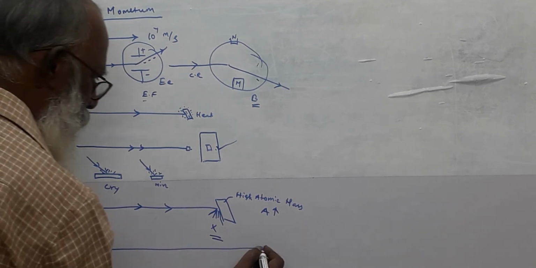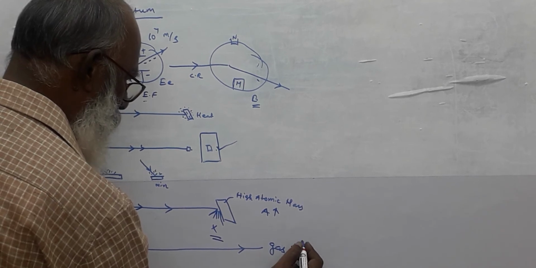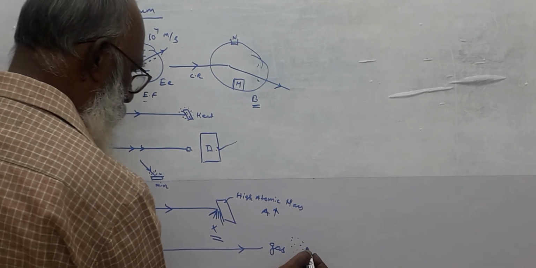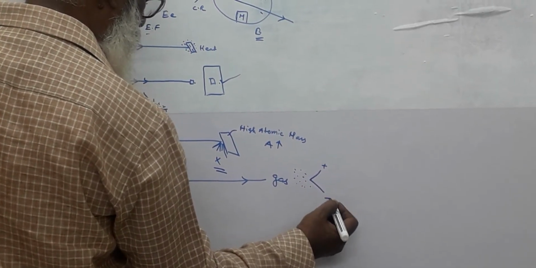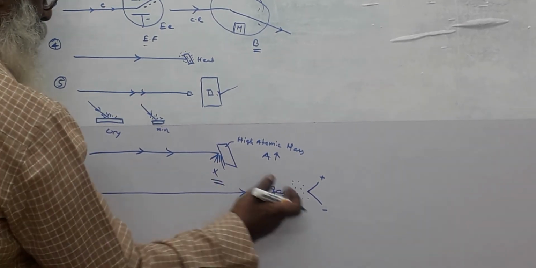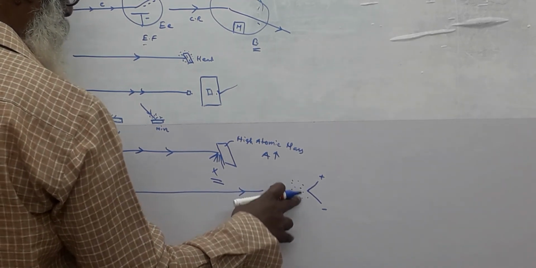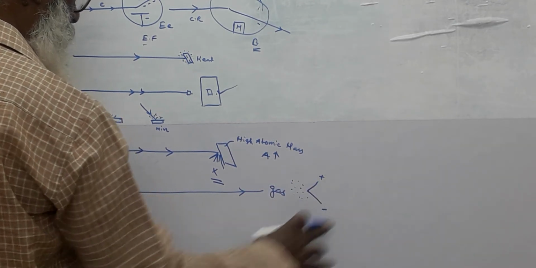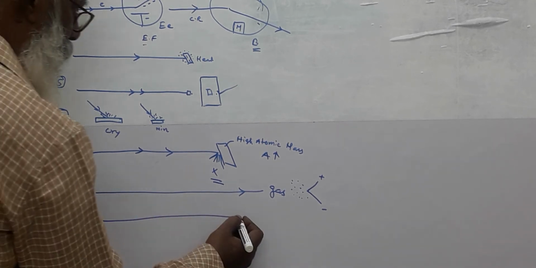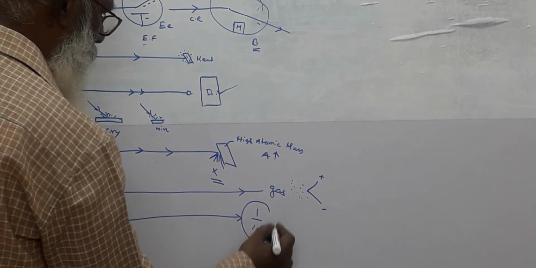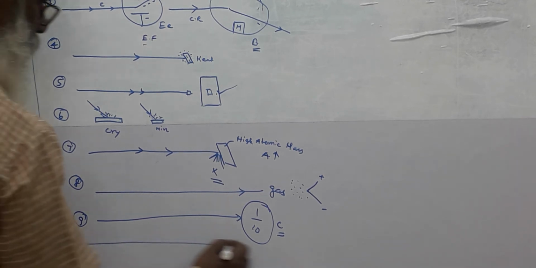And the eighth characteristic: when the cathode ray travels through a gas or neutral particles, when it hits any neutral particle, then it becomes ionized. So it has a tendency to ionize gases. When a cathode ray passes through gases, the molecules constituting the gas become ionized. This is a very important eighth point. And the last point: it travels with a velocity of one-tenth of the velocity of light. These are all the 9 important characteristics of cathode rays.